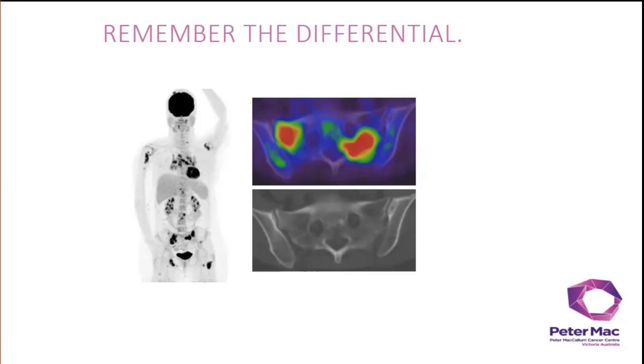FDG PET-CT was done. This showed widespread bony abnormalities. Biopsy was then performed, and one of the avid sacral lesions was targeted. Histology showed sarcoidosis.